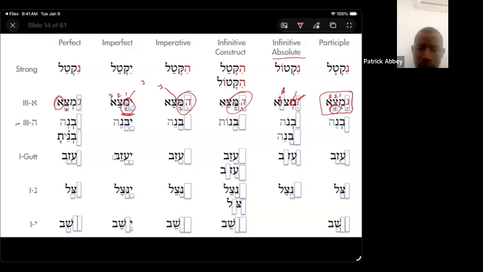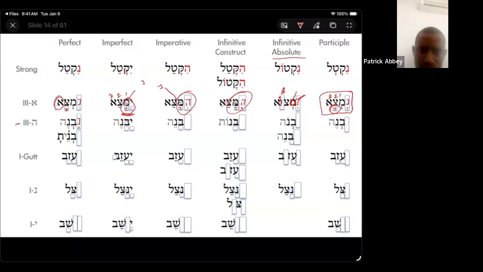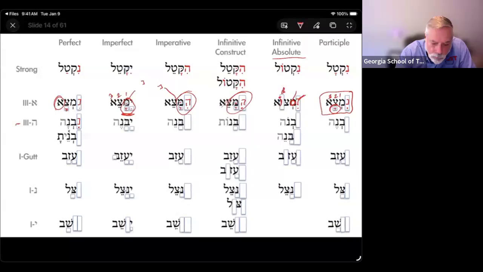Okay. With the perfect, the hey is the third root. So we will bring the prefix of the noon. Okay, so maintain the noon. And would it be a vowel letter there or a vowel? That would be a hireq, right. Okay. What about in the imperfect form?